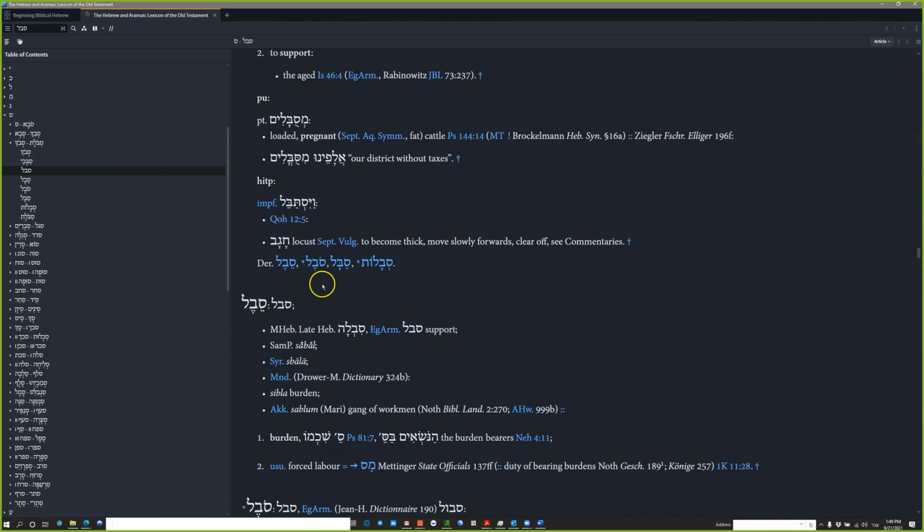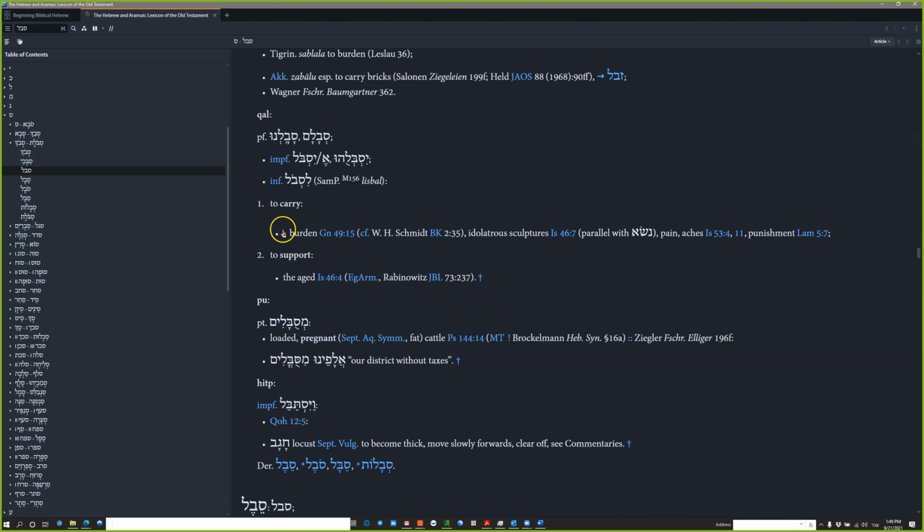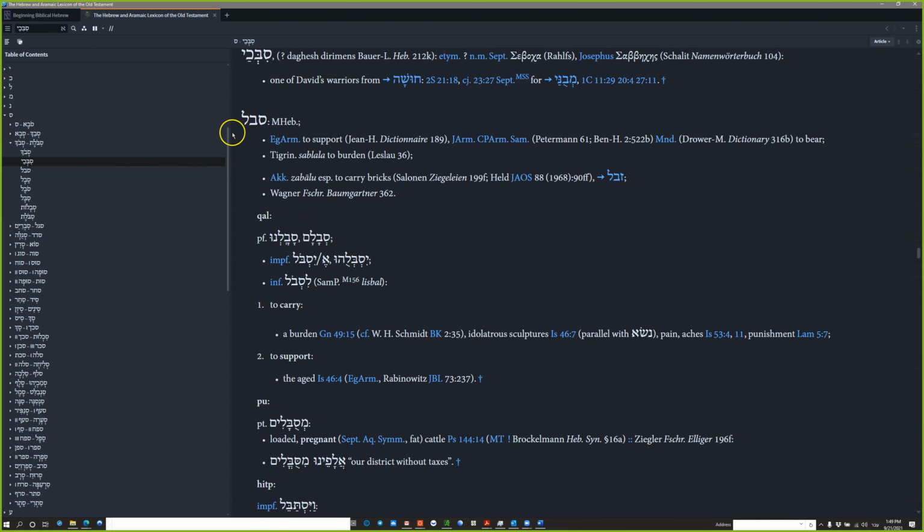If I scroll down, I don't have that Roman numeral 1 here, meaning the first meaning versus the second meaning. There's only one meaning for this root. The question is, there may be one that's like, for example, sin bait lamed, and it would sound the same, but it would be spelled differently.